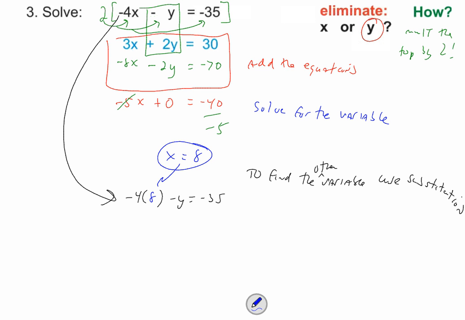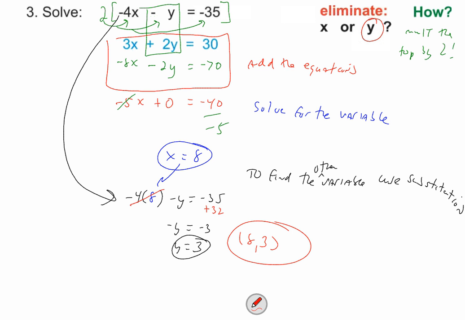Okay. So now we got to add a positive 32 to both sides, right? Shortcut would be add a positive 32 to that side. We get -y equals -3. Class, if -y equals -3, y must equal 3, and our final answer is (8,3). This was consistent and independent. That's the point of intersection, (8,3). Consistent and independent, point of intersection, (8,3).